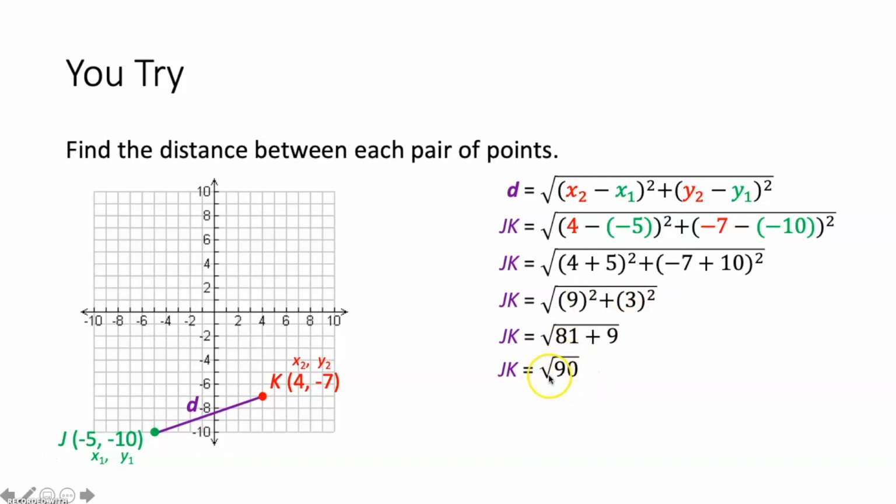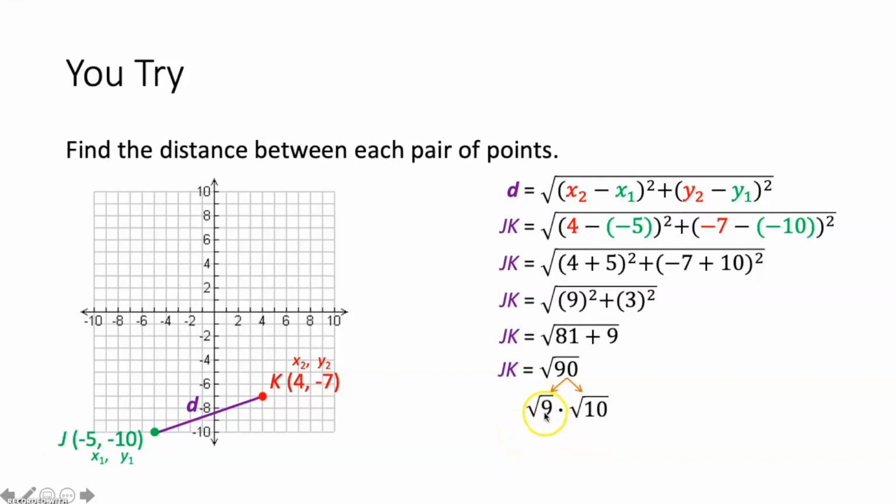Now, is 90 a perfect square? Can I take the square root of this? No. But I can simplify this. I can put it in simplest radical form. So what perfect square goes into 90? Oh, I know that. That's 9, right? So this is going to break up into rad 9 times rad 10.